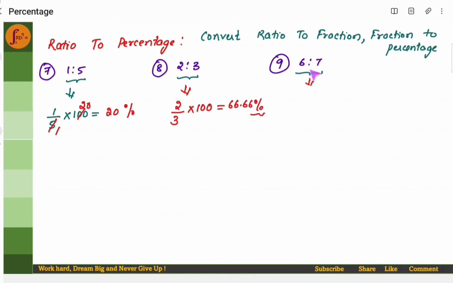The third example, 6:7. I'll write it as 6 by 7 into 100, right? 6 by 7 into 100 is equal to 85.7%. So ratio to percentage is nothing but convert ratio to fraction and then convert the fraction to percentage.